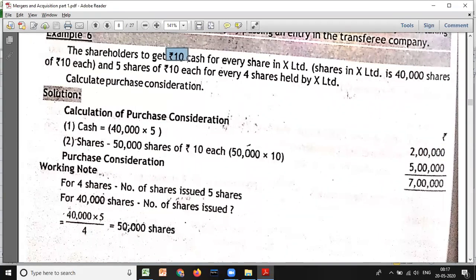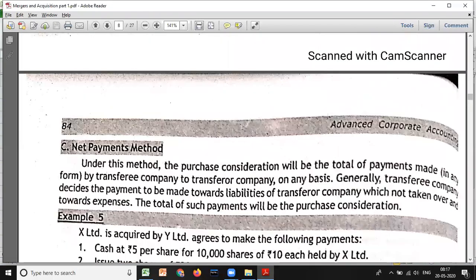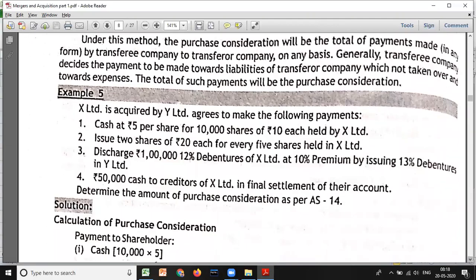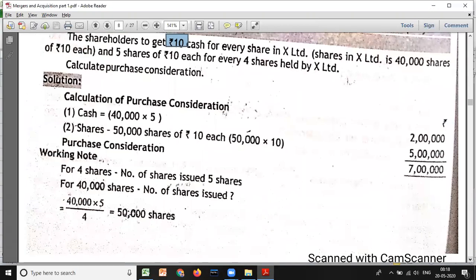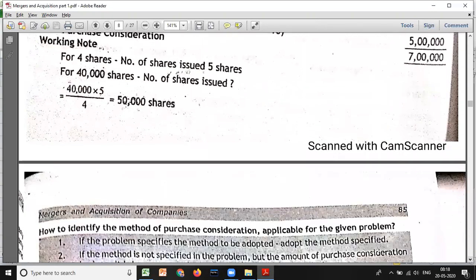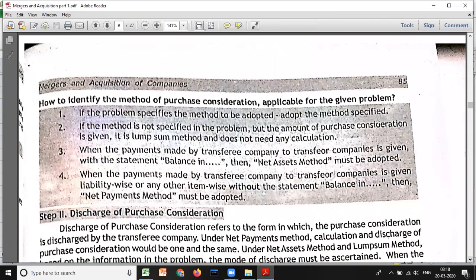Okay. I hope the concept is clear. Okay. So we have done calculation of PC under a lump sum method, under net payment method, and net asset method. And for 6 marks, these questions are very, very important for your exams. Now, from the next video, we will solve previous question papers, okay, which are very, very important. I hope the concept is clear. Thank you.